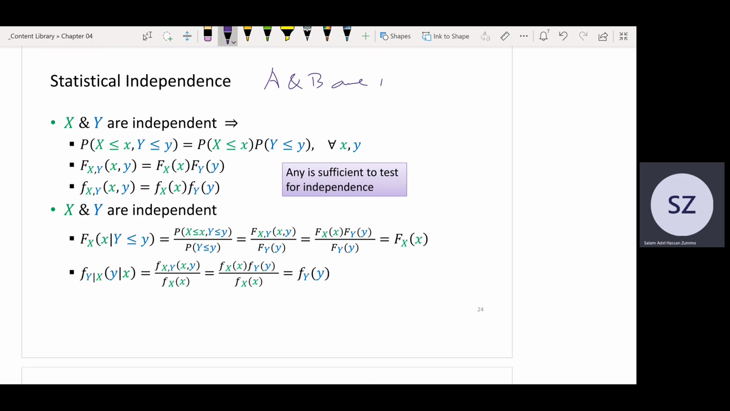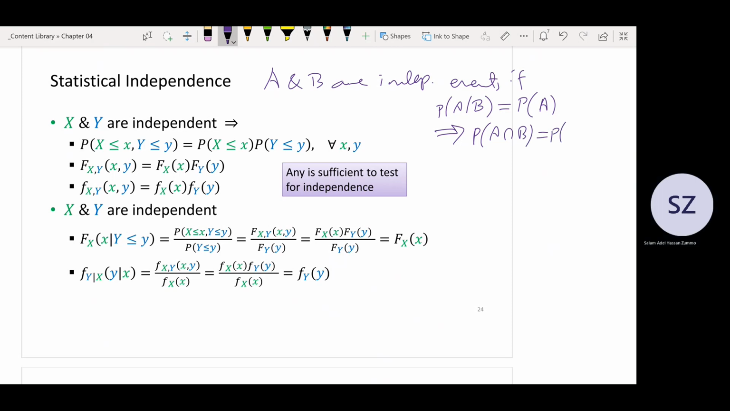So, two independent events A and B are independent events if the probability of A given B equals the probability of A. So basically, the happening of B does not change the probability of A, and vice versa. Which leads to the probability of A intersect B equals the product of the probabilities.